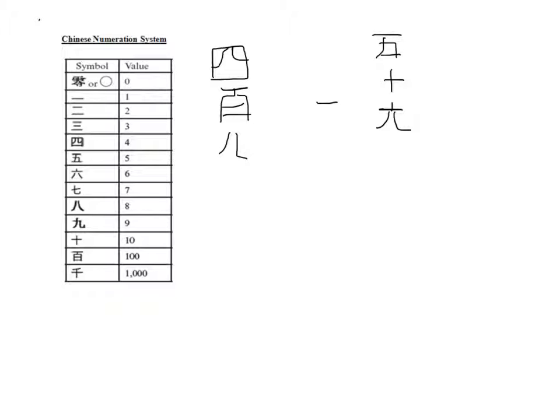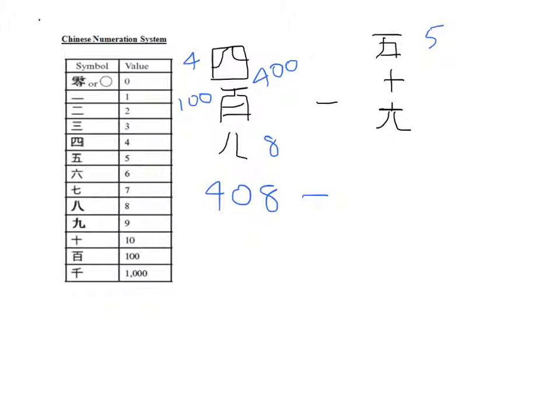Alright, so here's how you solve this problem. First thing we need to do is translate it. If we look, this symbol here is a 4. Then this symbol here is 100. Remember, we multiply them together, so this is 400. Then left over that looks like an 8. So really this number is 408. And we have minus.